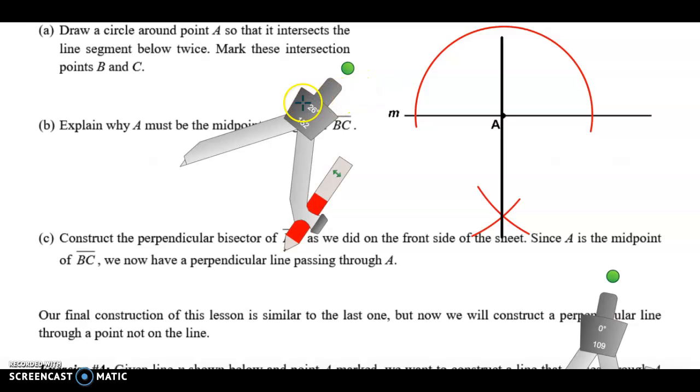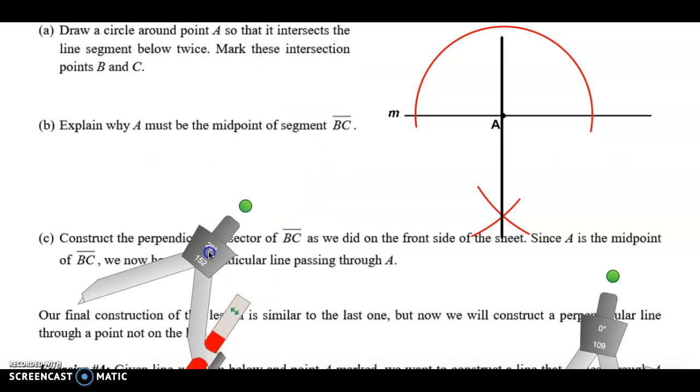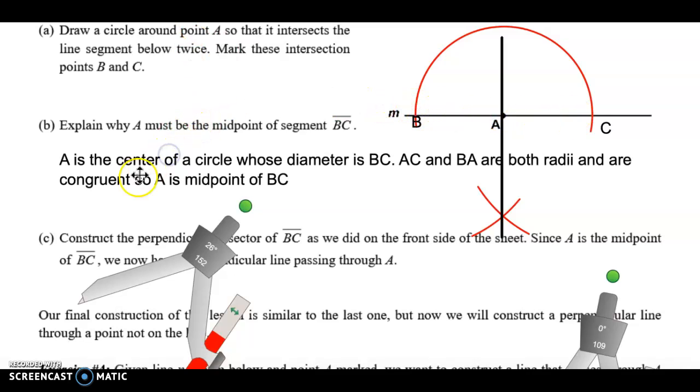Okay, so let's see what they wanted us to explain along the way. I just showed you how to do it. Explain why A must be the midpoint of segment BC. So they said that we should label these B right here and C. A is the midpoint of BC because the distance from A to B and A to C was that same exact radius. Okay, A is the center of a circle whose diameter is BC. AC and BA are both radii of that circle.